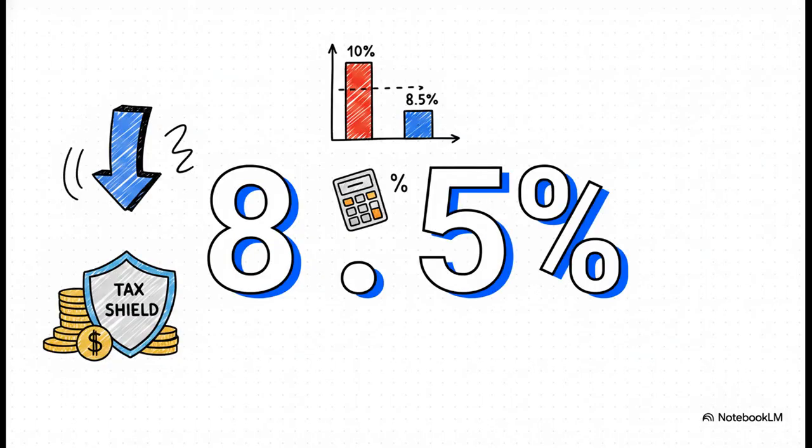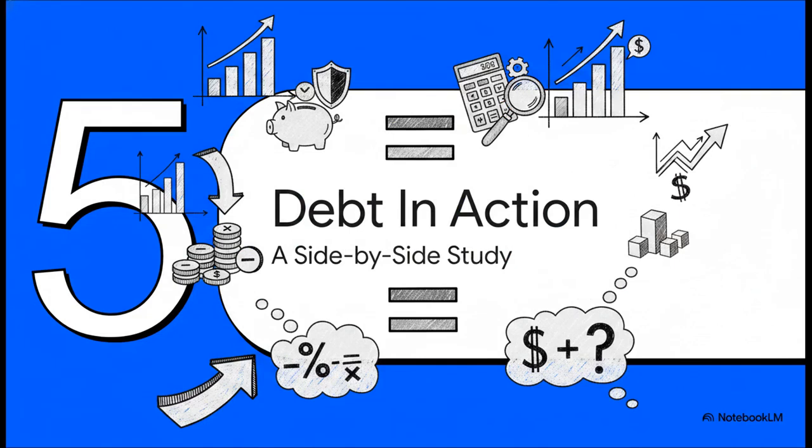Because of that tax reduction, if the corporate tax rate is 15%, that 10% cost of debt mathematically drops down to an after-tax cost of just 8.5%. You just take the 10% cost, multiply it by 1 minus the 15% tax rate, and boom, you get 8.5. Suddenly, that borrowed money is noticeably cheaper than its initial sticker price. It's like a built-in discount. Part 5, Case Study, Debt in Action.